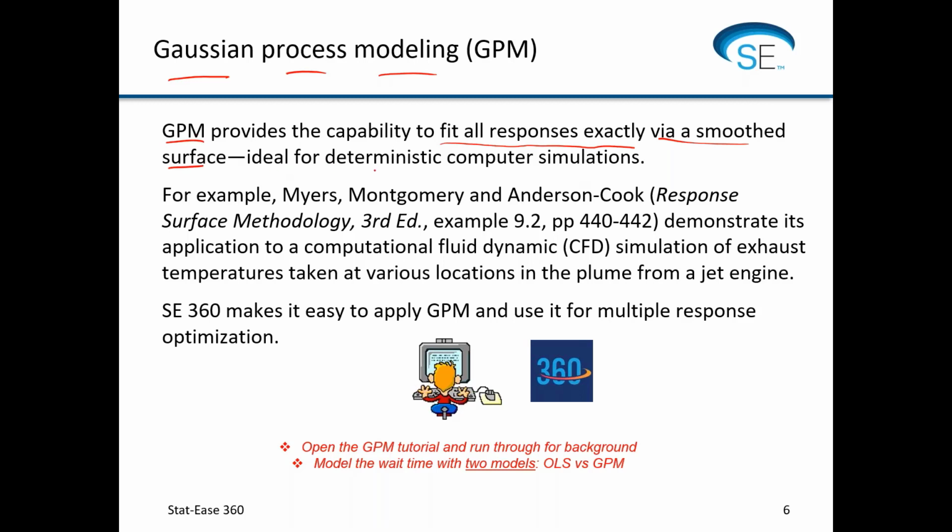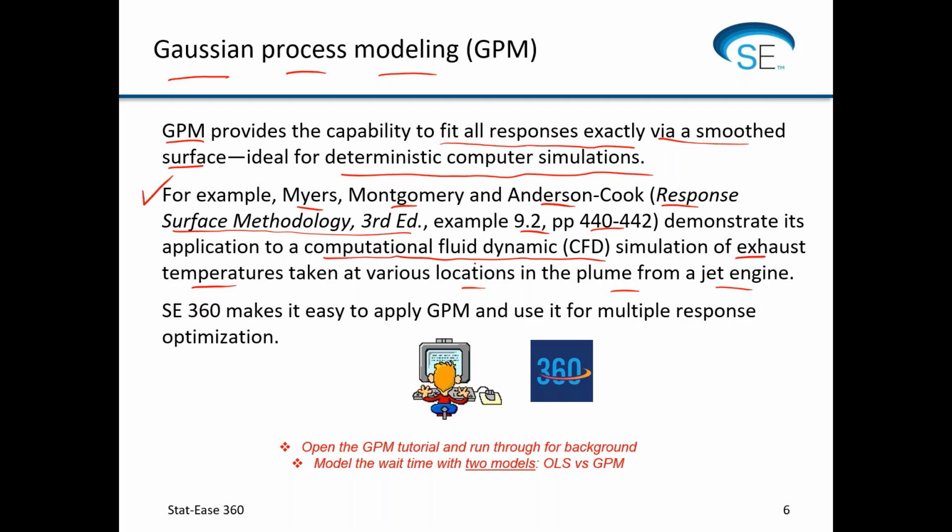And it's become very popular for deterministic computer simulations, as opposed to using the more old-fashioned transfer functions that I was mentioning that the General Electric engineers use for their finite element analysis. For example, I found in Myers, Montgomery, and Anderson-Cook's book on response surface methodology, third edition, an example that demonstrates Gaussian process modeling to a computational fluid dynamic CFD simulation of exhaust temperatures taken at various locations in the plume of a jet engine.